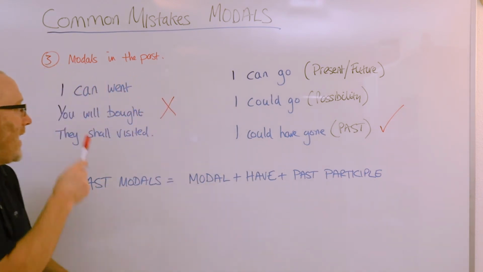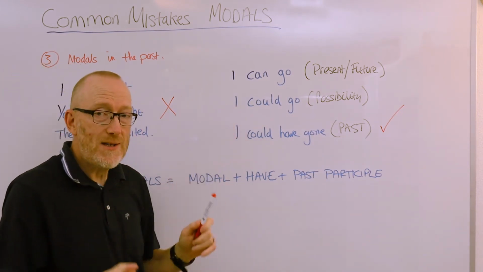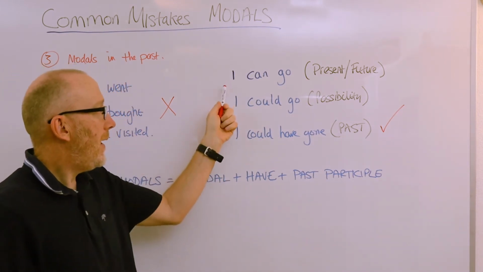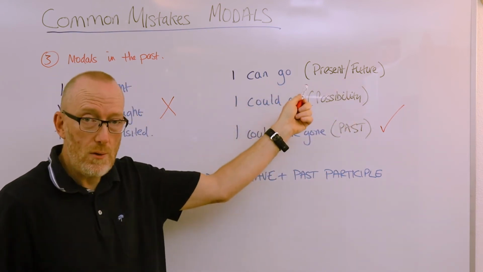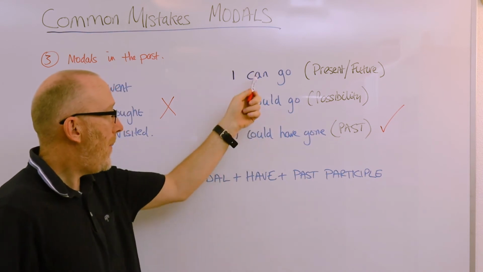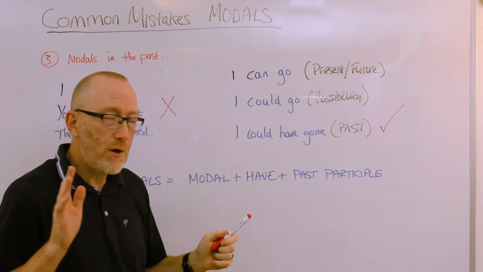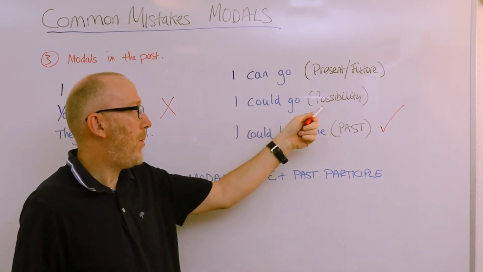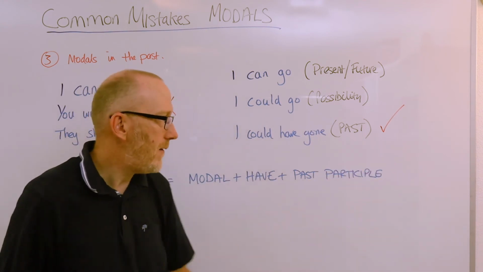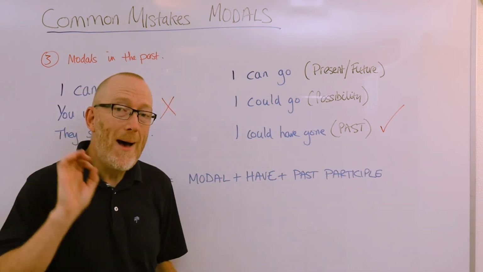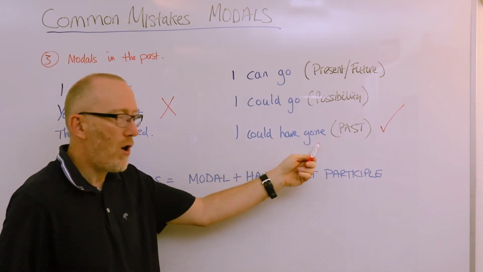So I can went. Okay, so now the correct way to use this modal in the present and also in the future, remember, is I can go. Now, the past form of can is actually could, but we use could in this sense to talk about possibility of doing something. So I could go is describing possibility. The correct past form of modals is I could have gone.